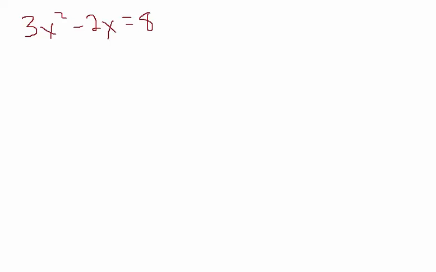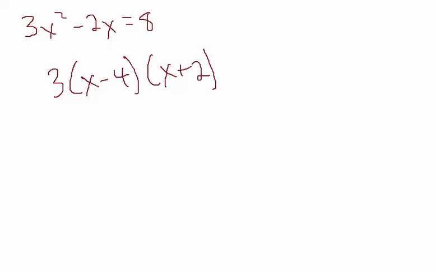3x squared minus 2x equals 8, and you said that you factored it into 3 times x minus 4 times x plus 2. Problem with that is it doesn't really factor because on the left side there are only two terms, so you wouldn't be able to factor. The only thing you'd be able to factor out of the left side would be an x. There's not even a 3 in this term over here. So really, at this point, you wouldn't want to factor anything.